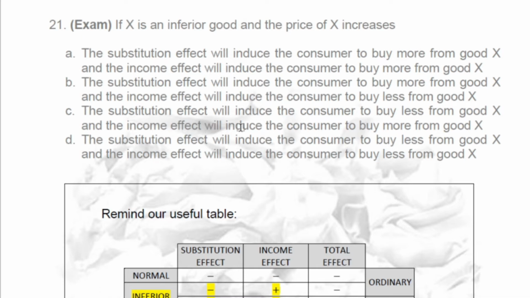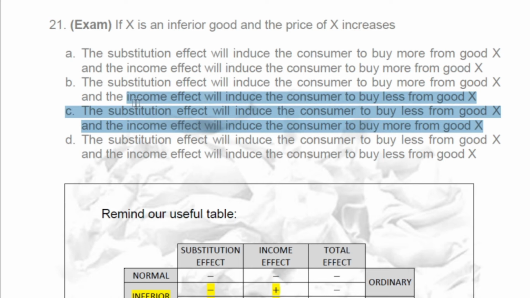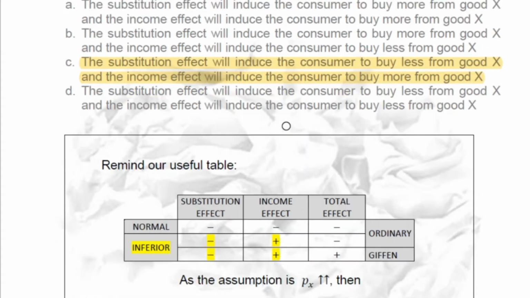C: the substitution effect will induce the consumer to buy less of good X, and the income effect will induce the consumer to buy more of good X. Correct. So I told you, this type of question with such a table is very easy. D: the substitution effect will induce the consumer to buy less of good X, and the income effect will induce the consumer to buy less of good X. No, that's false.